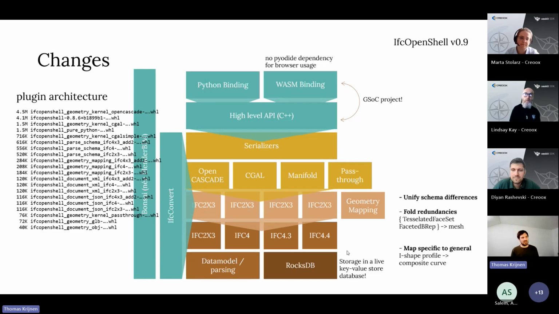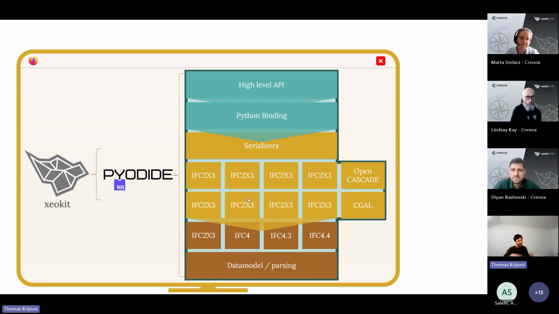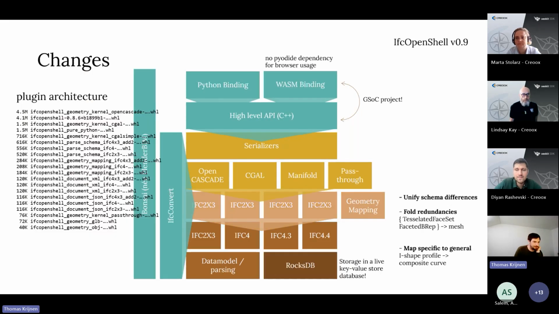Something else is that what you see here is every combination of schema and geometry library. IfcOpenShell actually has multiple geometry libraries that we depend on for the geometry interpretation. Previously, every schema and geometry library combination thereof was a separate module. What we introduced is a thin taxonomy layer that we call geometry mapping.